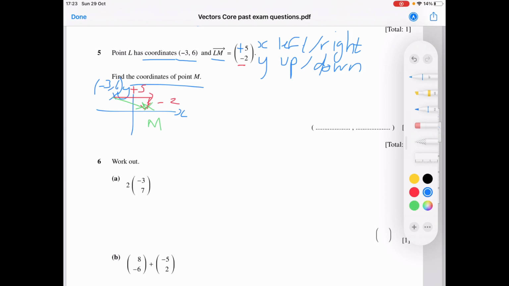So what we have to do is we do our -3 plus 5, which gives us 2. So that gives us our x value. And then y is equal to our starting point at 6, and we're going down 2, so minusing 2, giving us 4.